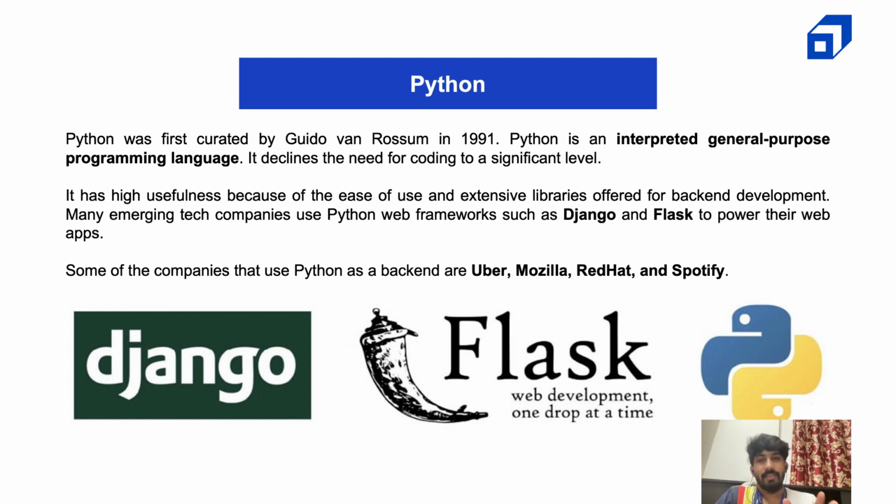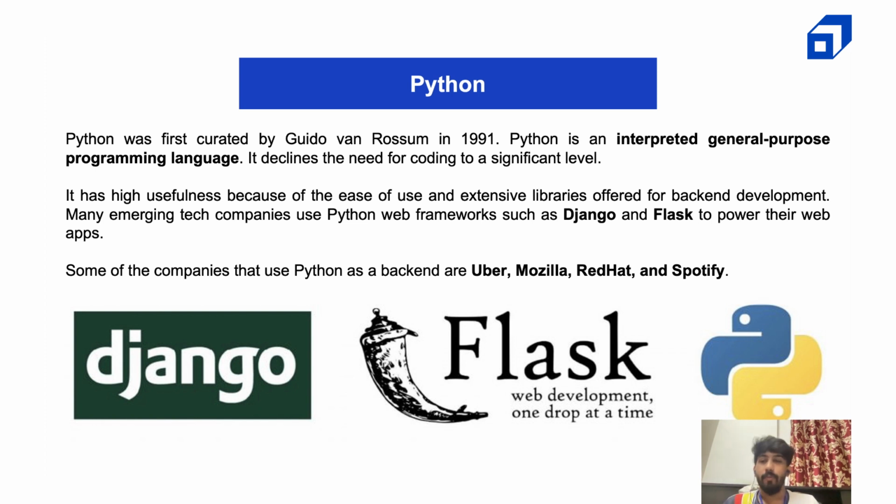Python is usually, as said, a general purpose programming language, which basically means you can use it for any type of development. Python is used in data science, machine learning, AI, web development, and backend development, and it can be used as a scripting language.